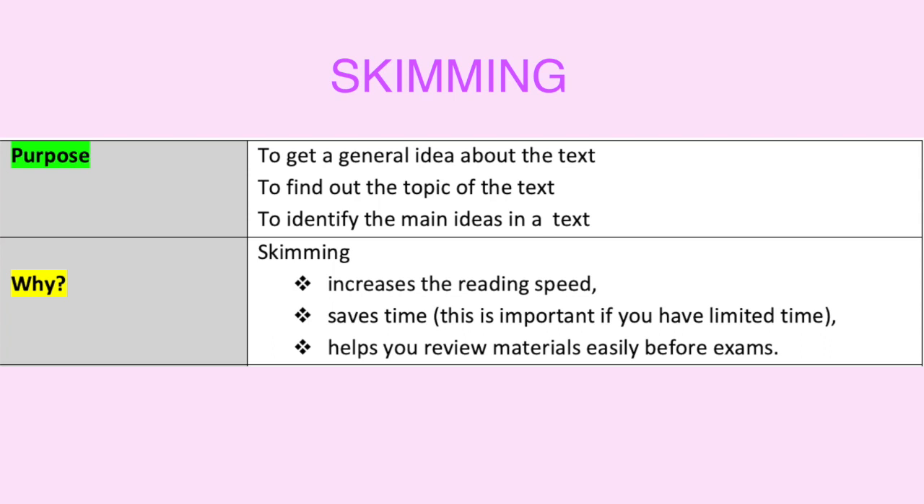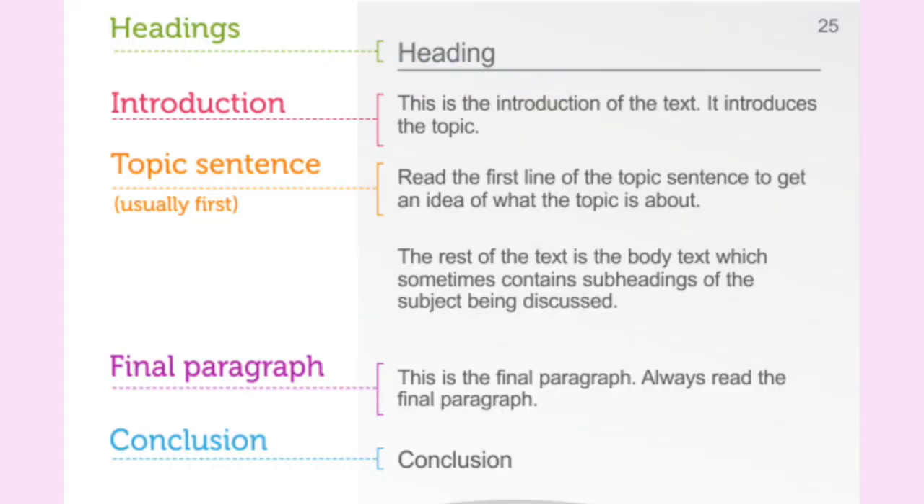How do we skim the text? The first rule is to avoid reading every word. Let your eyes skim quickly over the text. Read the title and the subheadings. Read the introduction or the first paragraph. Read the first and last sentence of each paragraph. Read the last paragraph. And focus on the content words such as nouns, verbs, adjectives, and adverbs.